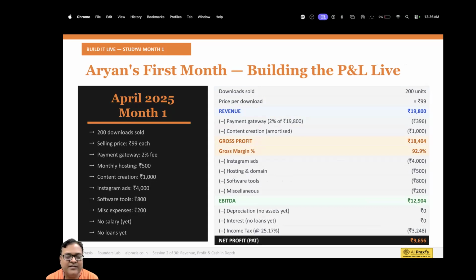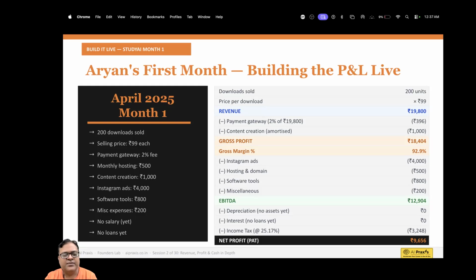Yes. Recall Aryan. So let me refresh your memory. Aryan is from Jaipur. That's what we discussed. He started an app called Study AI. He is perhaps of the age of 17, 12th class, and what he's selling is CBSE notes, right? So his first month earning, and he started with 10,000 rupees, if you can just recall. So started in April 2025, let's assume, 200 downloads sold, selling price each at 99 rupees.